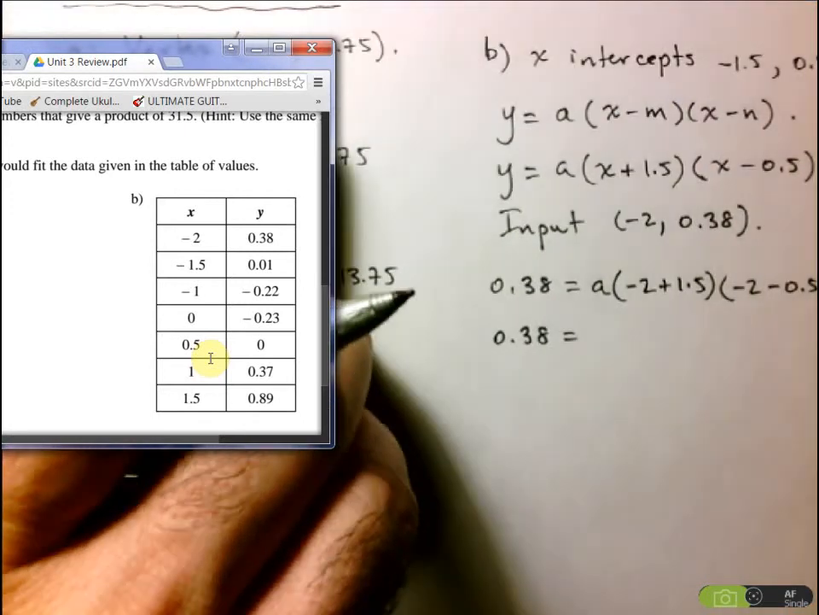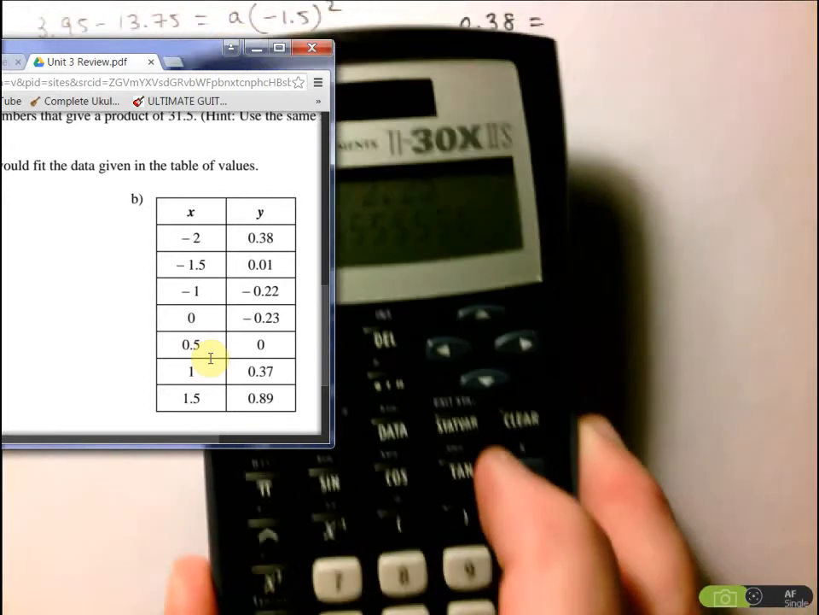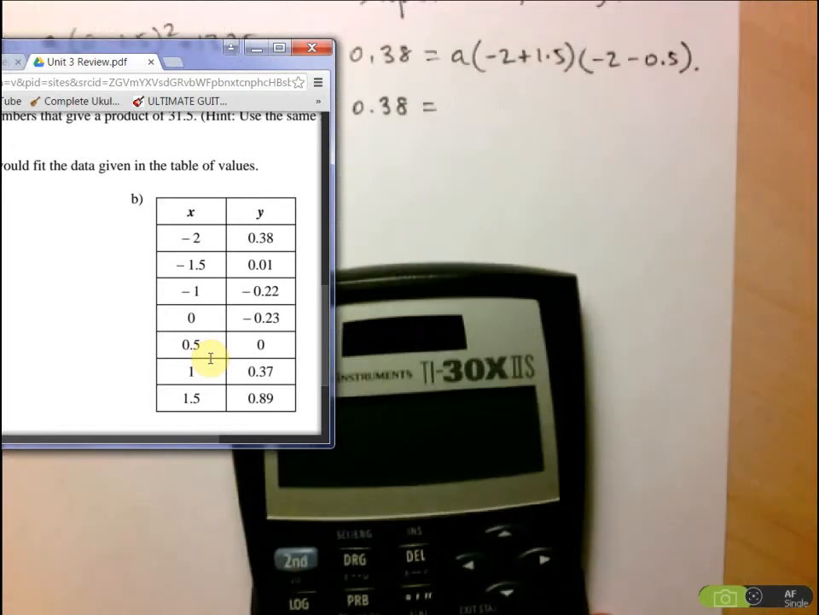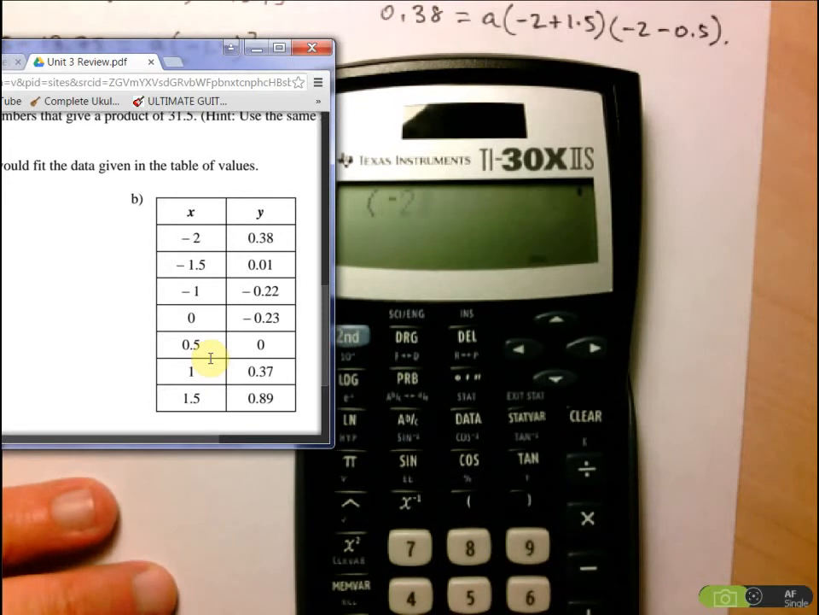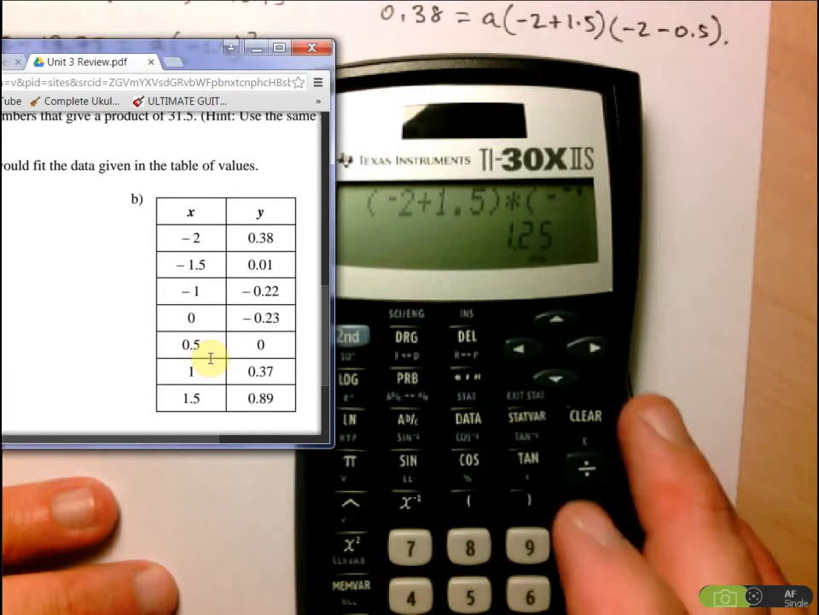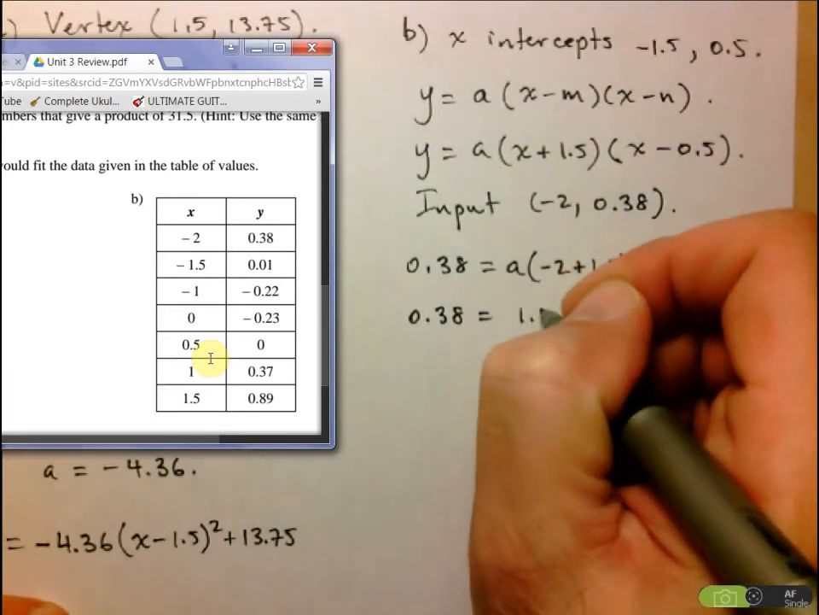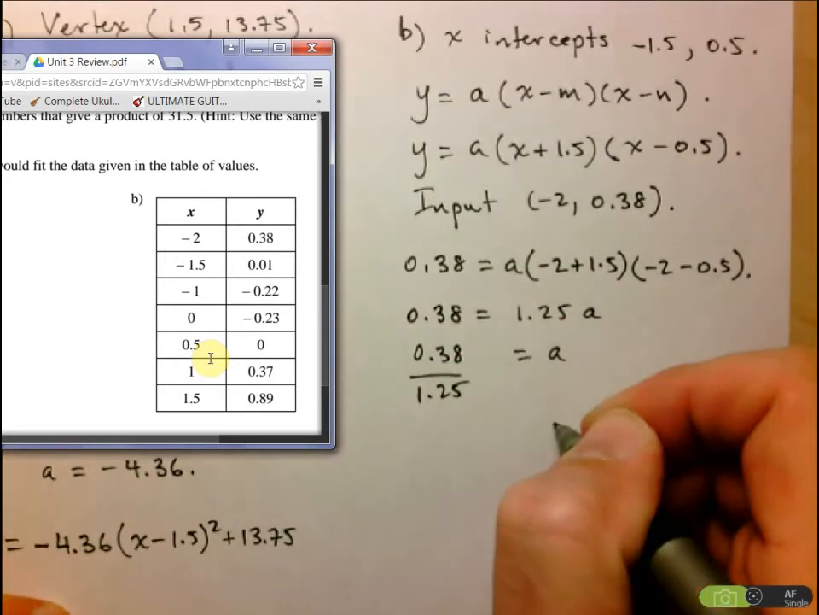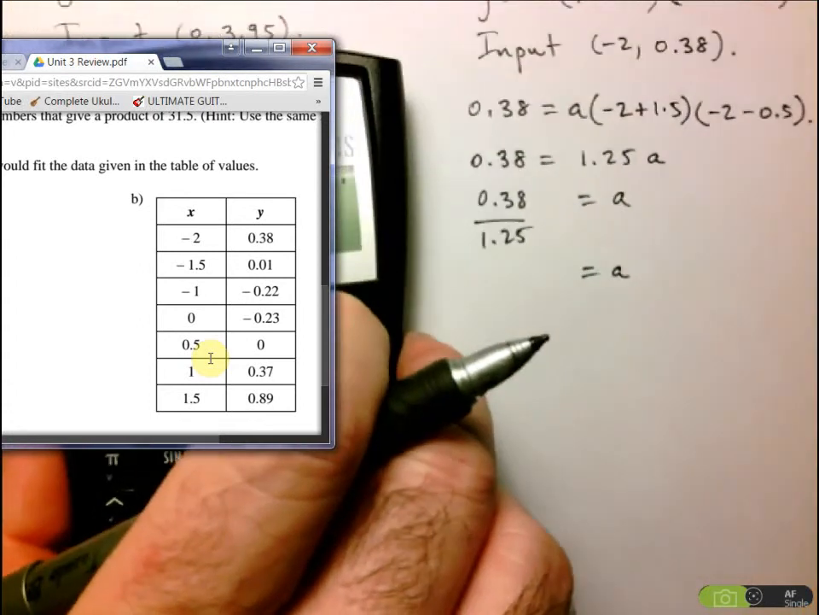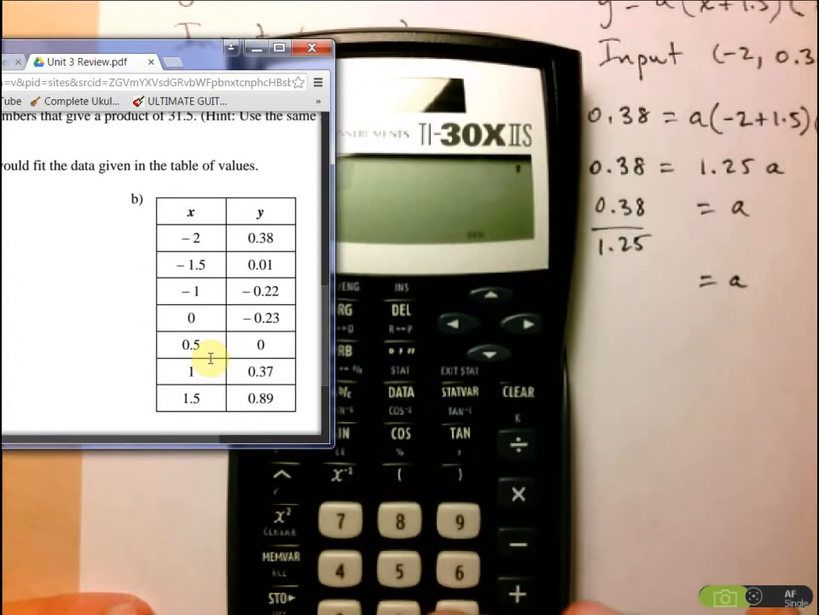And now on my calculator, so here we've got open bracket, negative 2 plus 1.5, close bracket, times, open up the next bracket, negative 2 minus 0.5, close bracket, and when we do that, we get 1.25. So here we have 1.25 times a, and the last step will just be to divide both sides by 1.25. And what we get as our a value here is 0.38 divided by 1.25, and we get 0.304.